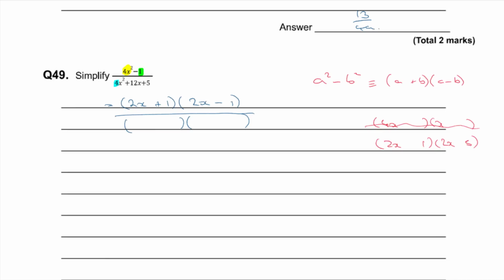So 2x times 5 is 10. 1 times 2x is 2. 10 and 2 is 12. So that does work, doesn't it? So it does factorise like that. So I'm going to get 2x plus 1 and 2x plus 5.